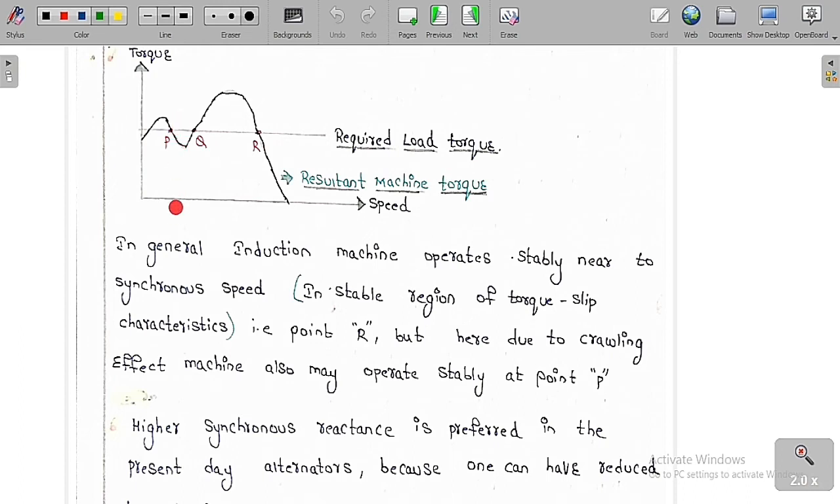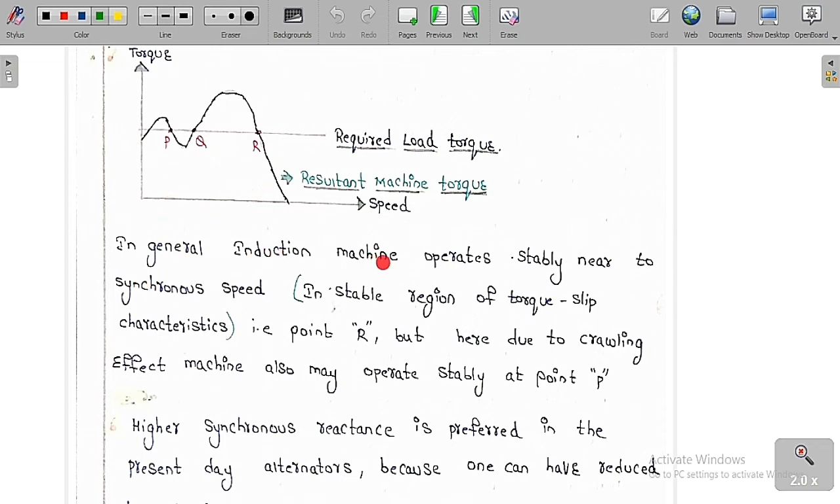But at point P, the speed is very low. So sometimes a motor can rotate at point P or point R. The torque demand is the same, but the speed is different. Here the speed is very low when compared to the speed here. So this is said to be crawling. The induction motor may think that this point P is stable and it is going to run at a very low speed. This effect is called crawling, because of the harmonics present in the flux.